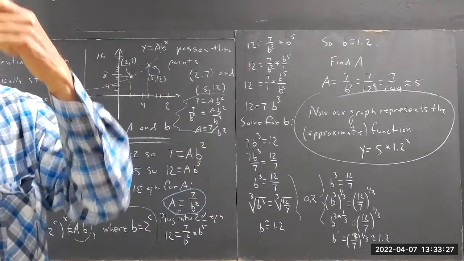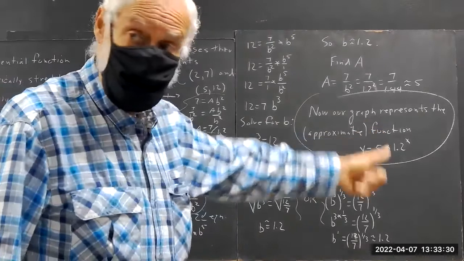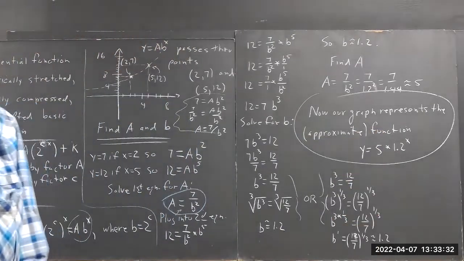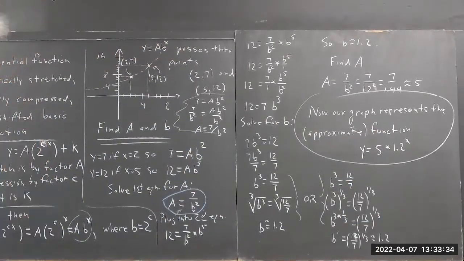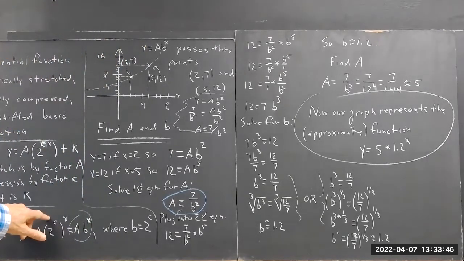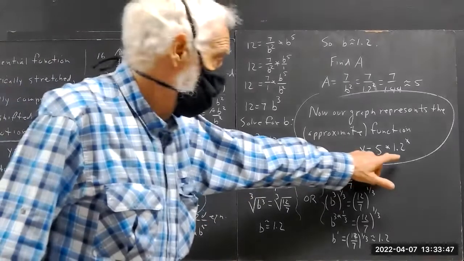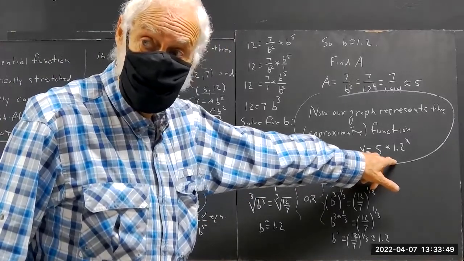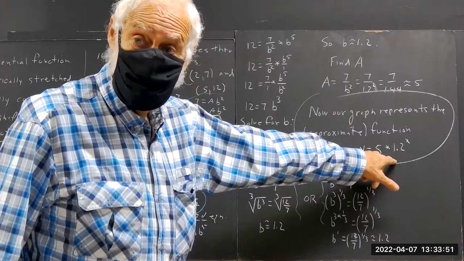Approximate function y equals 5 times 1.2 to the x. Now remember, we can relate that to the basic 2 to the x function, but we're not going to do that right now. That gets a little more complicated. But 2 to the c would equal 1.2. We solve that for c using logarithms. We haven't gotten there yet.